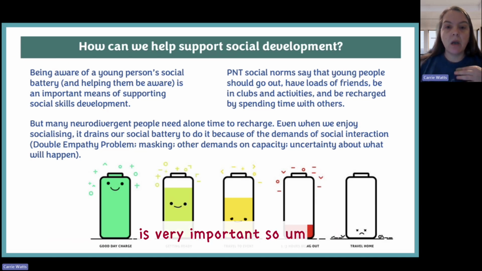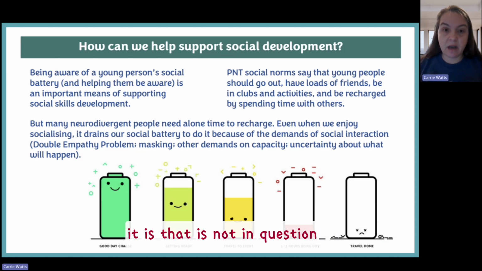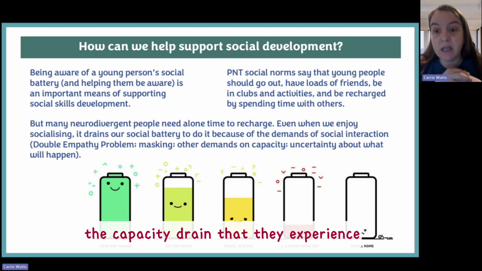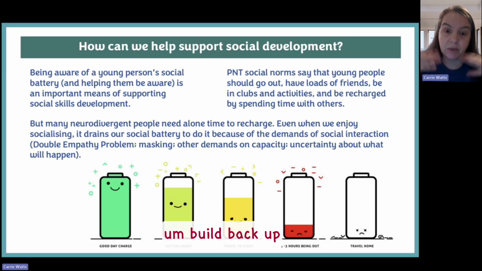So neurodivergent people need alone time to recharge. That is not in question. That is how most neurodivergent people get over the capacity drain that they experience, is by having time by themselves where they can build back up.